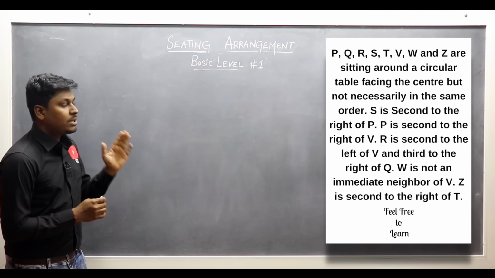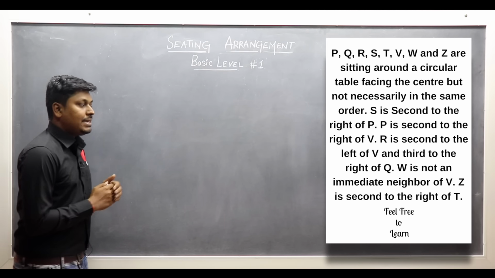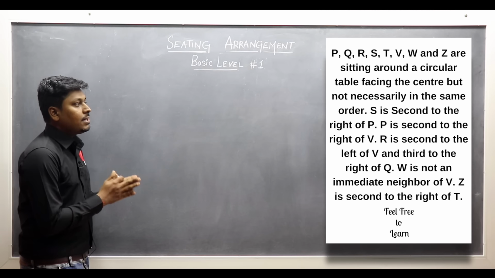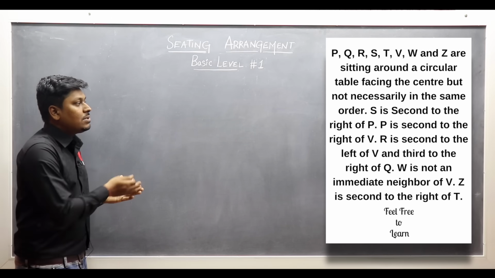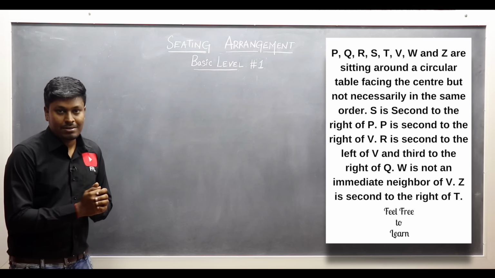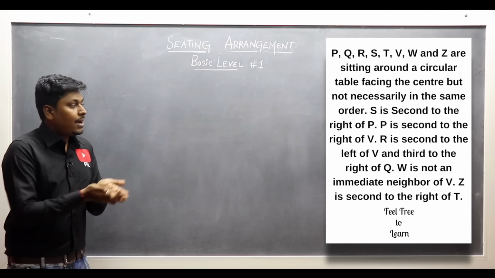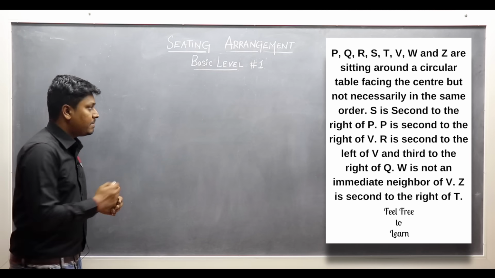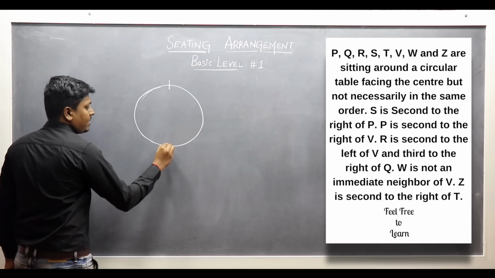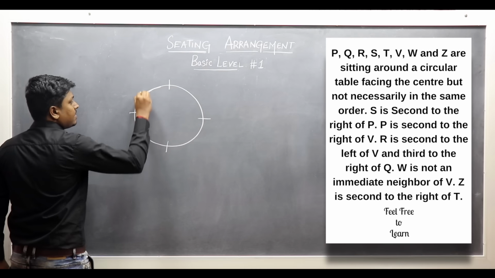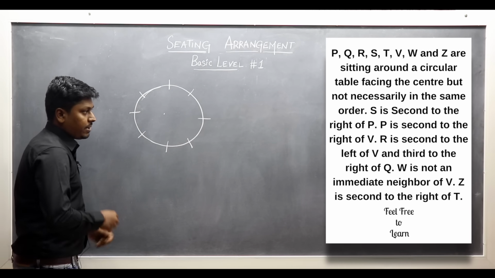Now let me move on to basic level arrangement number 1. P, Q, R, S, T, V, W and Z are sitting around a circular table and all the persons are facing the center, and also they are not necessarily sitting in the same order. So totally there are 8 persons sitting at a circular table, all facing the center. So we can draw a circle, and they have directly given that 8 persons are sitting in a circle and all of them are facing the center. Got it? First point.